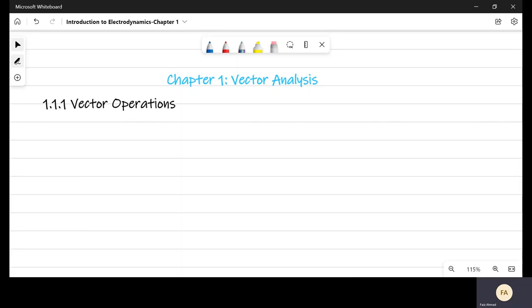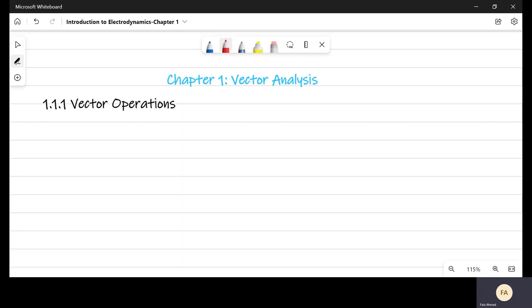Today we are going to cover the vectors operation, and it's again introduction to electrodynamics. This is chapter 1, section 1.1.1. And before going to define the vector operations, we have to define what is the vector.